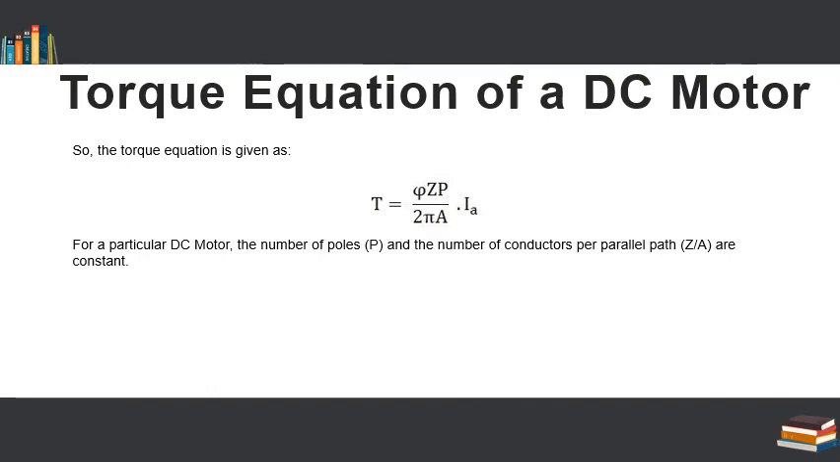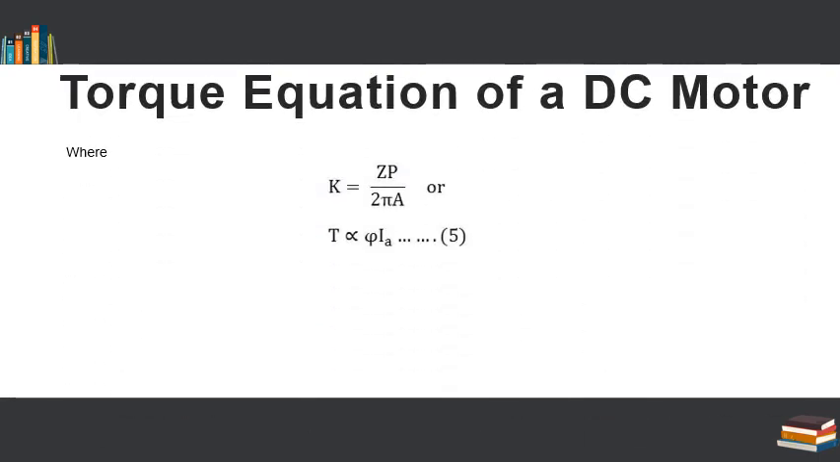For a particular DC motor, the number of poles and the number of conductors per parallel path, Z by A, are constant. So T is equal to K into phi into Ia, where K is equal to Z into P divided by 2 pi into A.